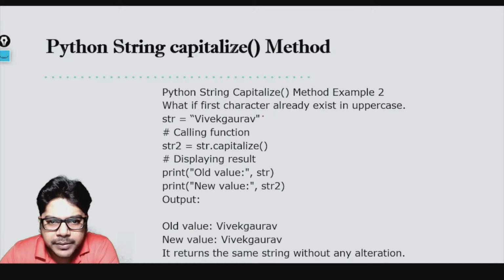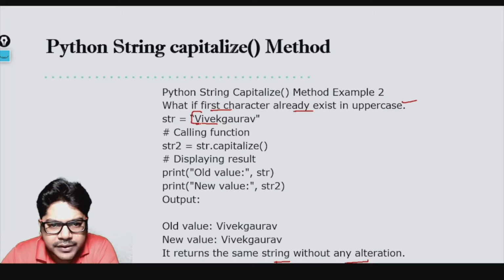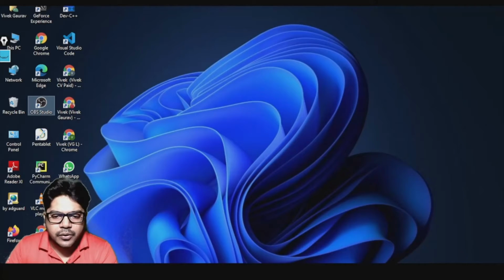Looking at another example, what if the character already exists in uppercase? If the character already exists in uppercase, then it returns the same string without any alteration. So here you see Vivek Gaurav, V is already a capital letter, the first character. So when I do str2 is equal to str dot capitalize, it gives me the same string without any changes. Okay, let us go there and write the code.